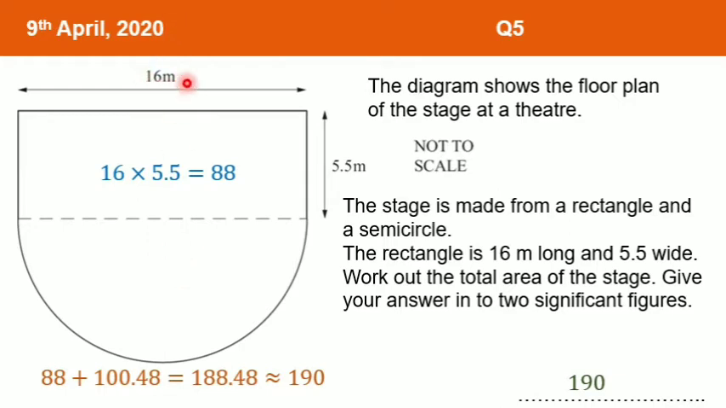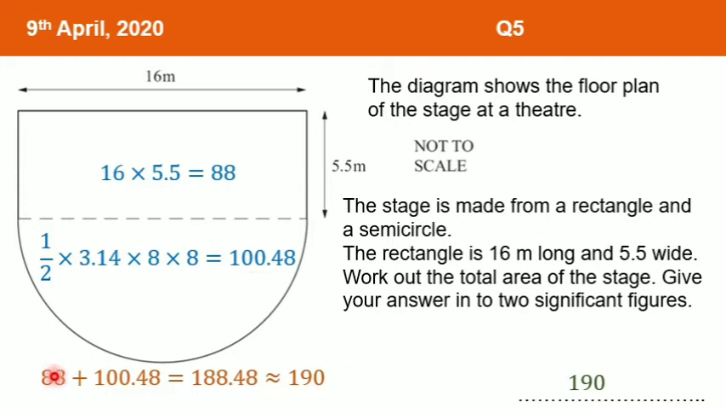So the area of semicircle will be a half times pi times r squared. The pi in here I use 3.14. The radius will be 8 because it is a half of the diameter, which is a half of 16. r squared, so 8 times 8, I use calculator also. The answer will be 100.48. And then this is the total area.